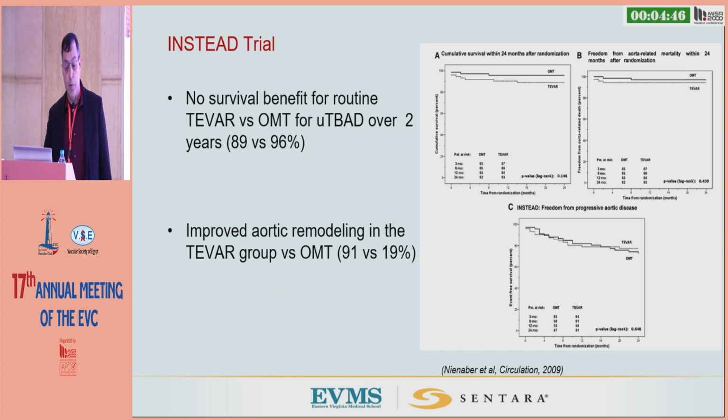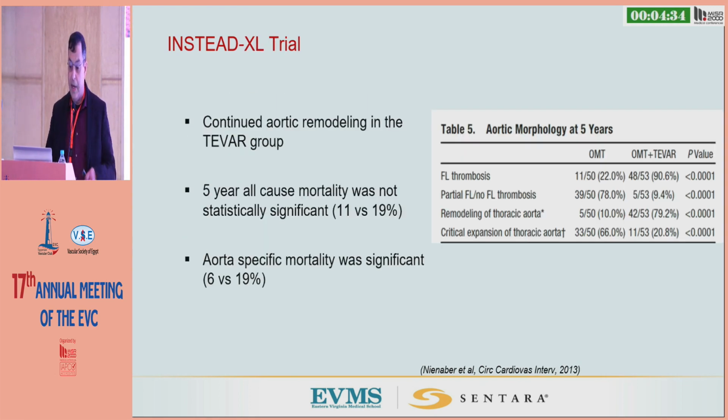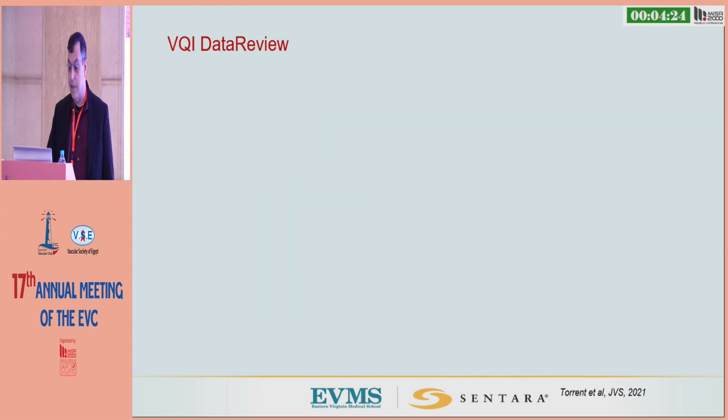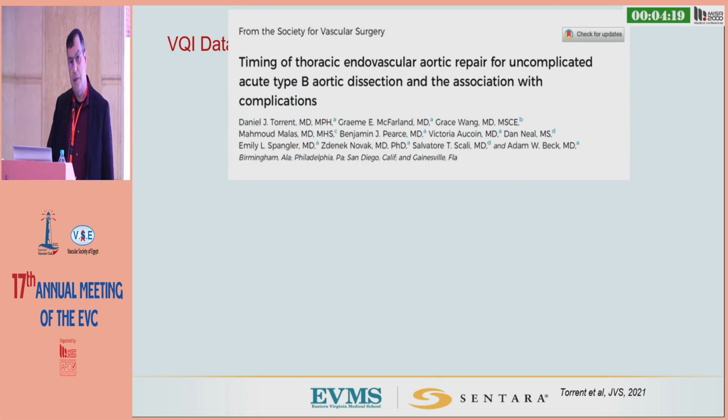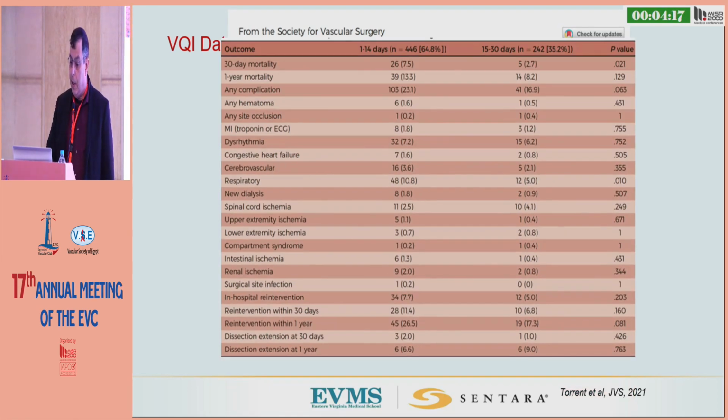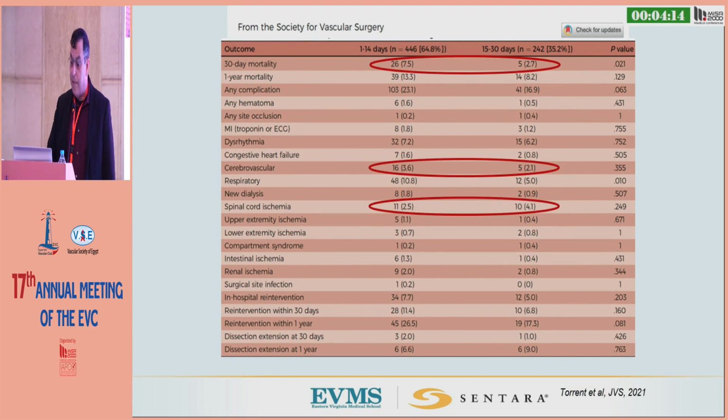The INSTEAD trial showed that there is no survival benefit for routine TEVAR for uncomplicated dissection compared to optimum medical therapy alone. But there was improvement in the aortic remodeling over that time. With the extended INSTEAD, again, there was continued aortic remodeling, but the 5-year all-cause mortality was not statistically significantly different. So what does the VQI tell us about treatment of uncomplicated dissection with TEVAR? You can see that the outcomes have significant morbidity and mortality associated with it.